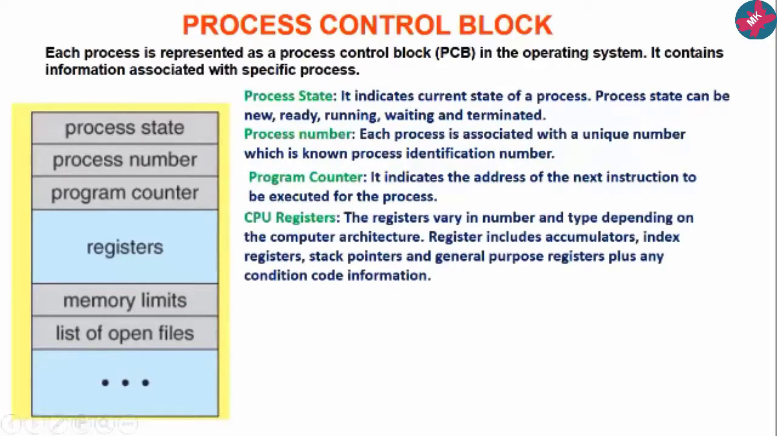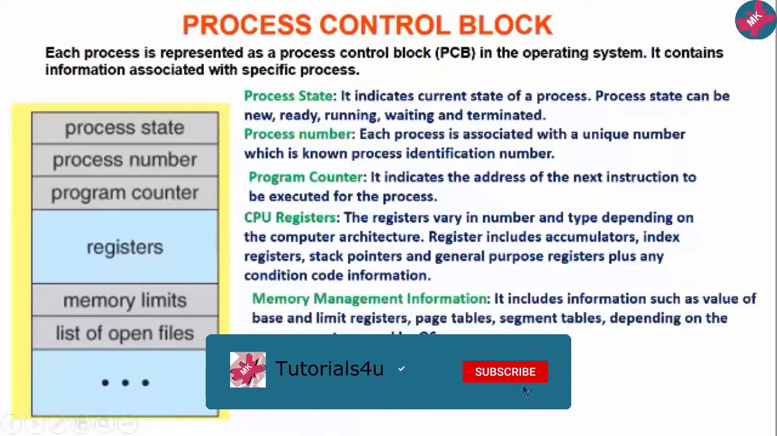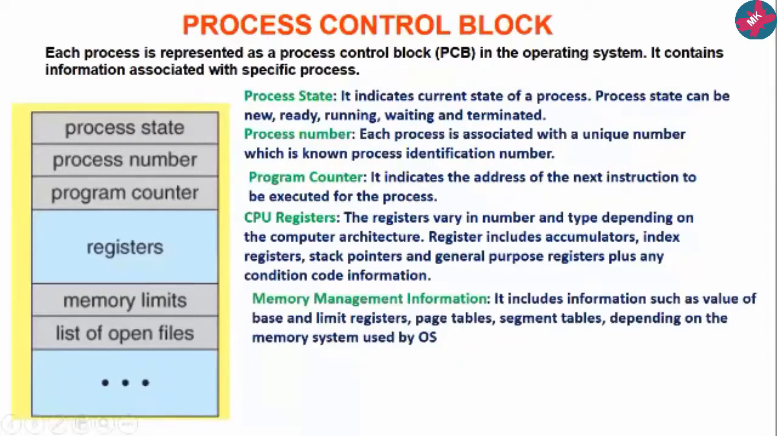The next section is registers. We already know that a CPU consists of lots of different registers such as accumulator, index registers, stack pointers, and general purpose registers to store information. Other than this, the process control block consists of memory management information such as the value of base and limit registers, page tables, and segment tables, depending on the memory system used by the operating system.